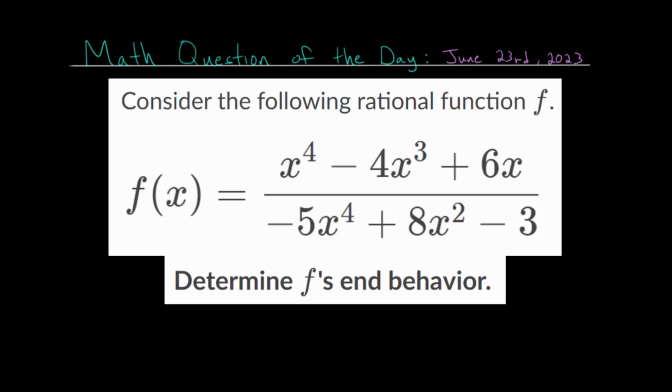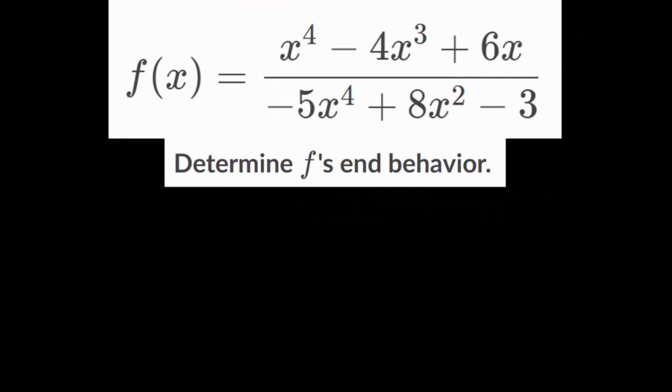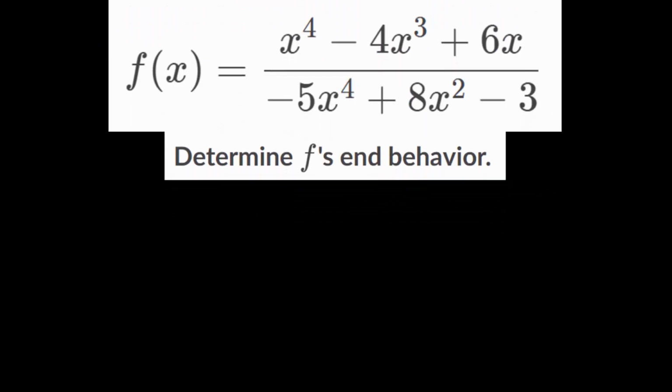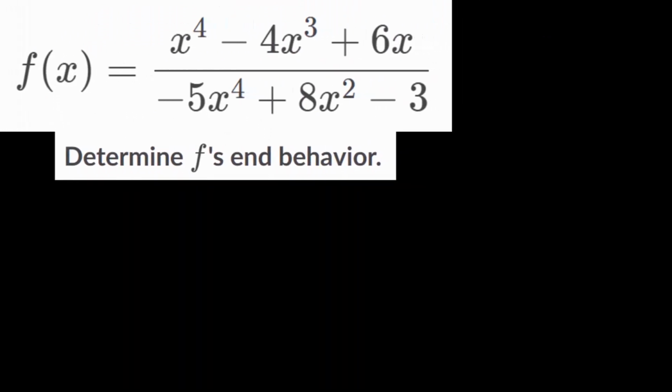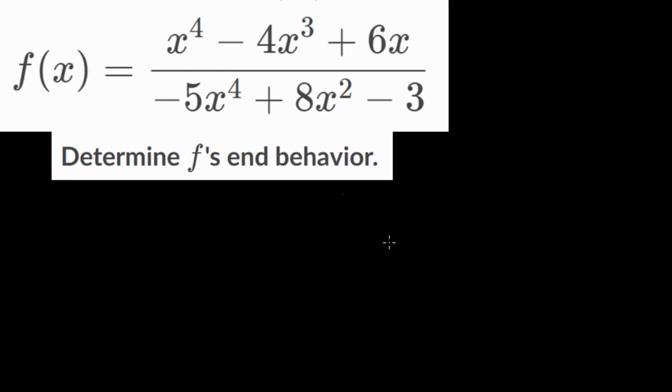Now, assuming that you have attempted the problem, let's start working through this. With end behavior, we're concerned with what happens to this function as x gets bigger and bigger, or as x gets more and more negative. So we're wondering, as x approaches infinity, what happens to f of x? And as x approaches negative infinity, what happens to f of x?